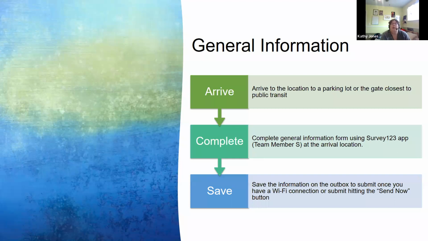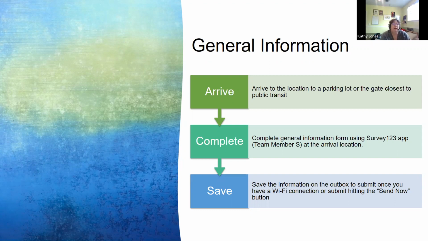So the General Information Map app is the first app you work with. And what it's designed for is that when you arrive at a location, no matter how you arrive, we try to be very cognizant of public transportation in this project, and that's also why we have a lot of them in Toronto, because there is good public transportation there. So you arrive to the location, to the gate closest to the public transit, to where the bus drops you off, what have you, and that is your arrival point. And that's when you start to work.